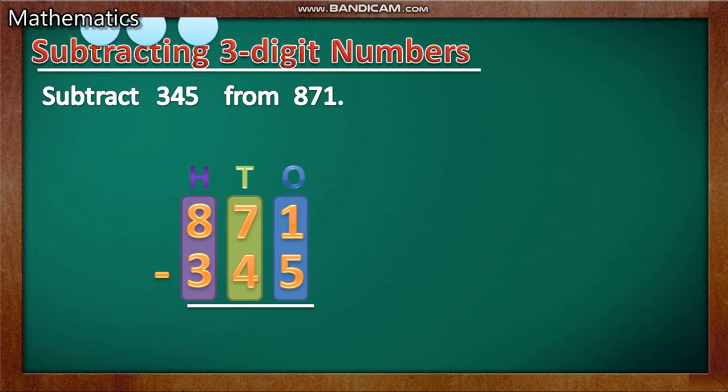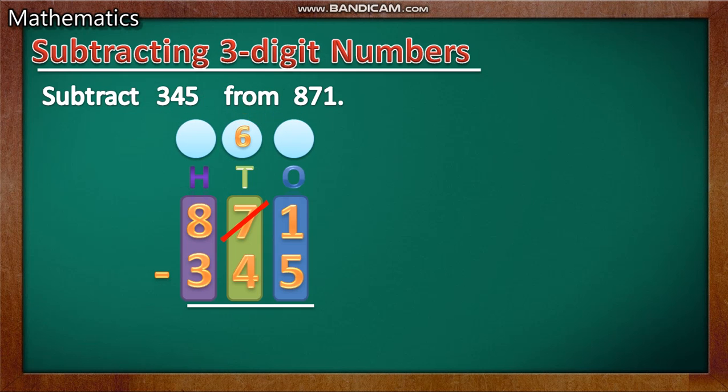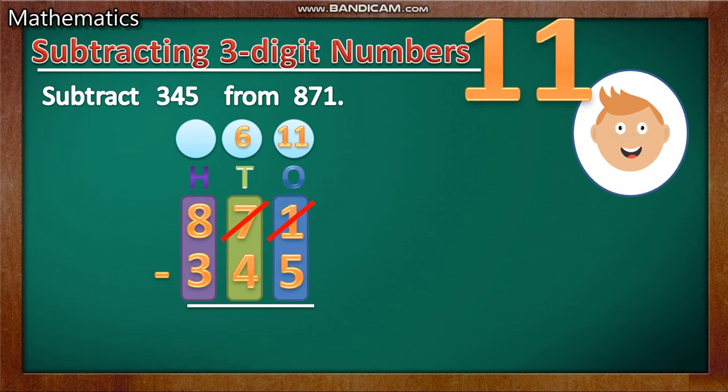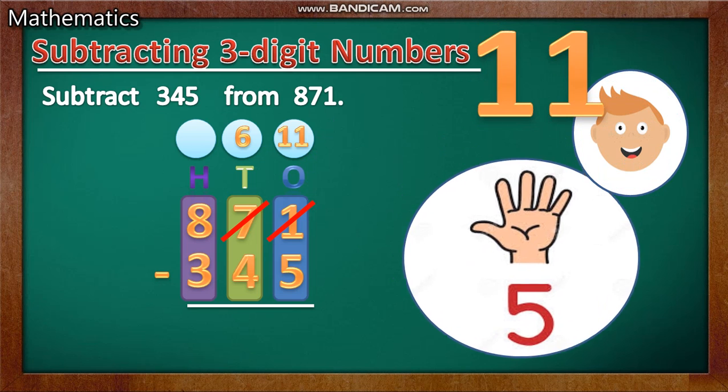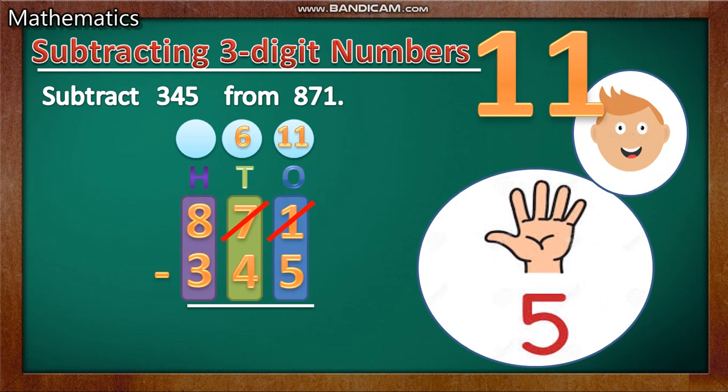So at that time the 7 will change to 6 and this 1 will change to 11. Now let's do 11 minus 5. Take 11 in your mind and 5 in your hand. I told you to count back. 10, 9, 8, 7, 6. 6 is the answer. Ready?